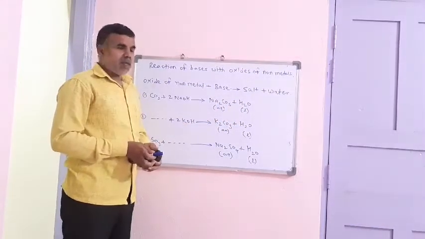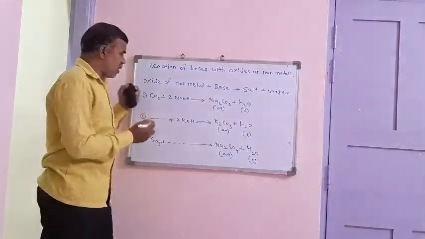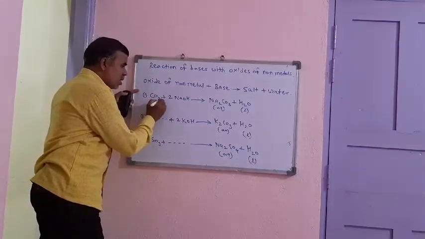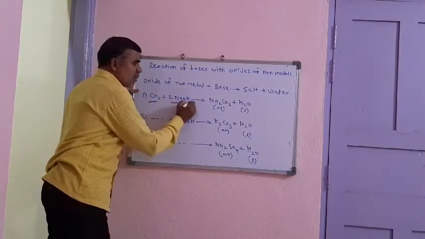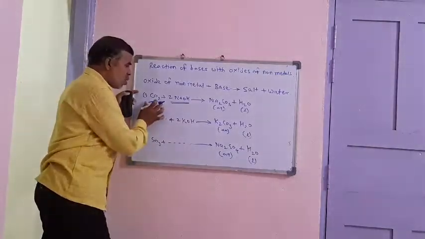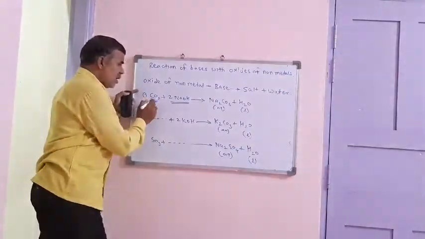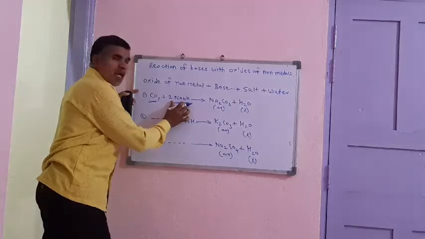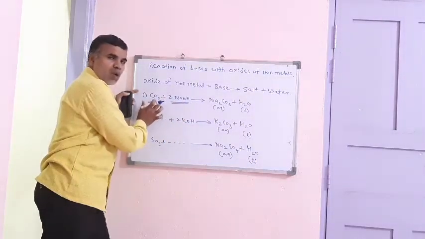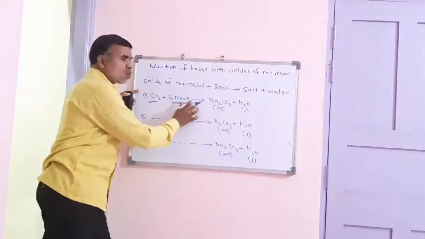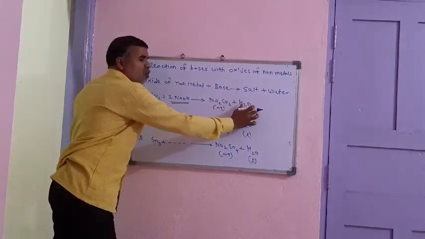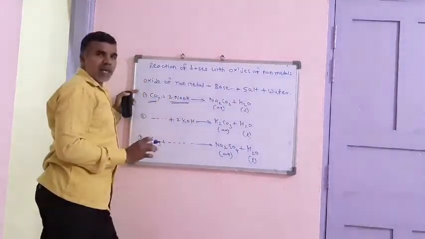So this is the first chemical reaction in which carbon dioxide, which is a non-metal, and NaOH, which is a base, react to form sodium carbonate and water. So it is the first reaction.